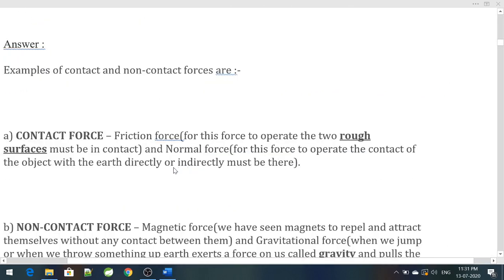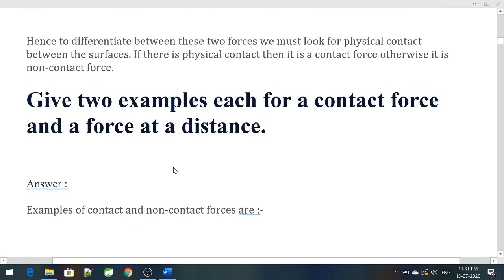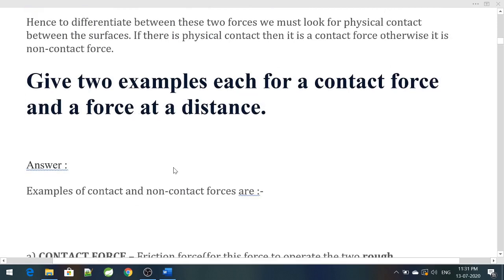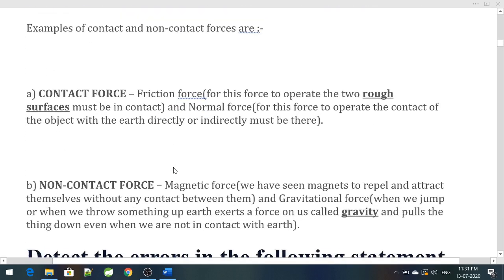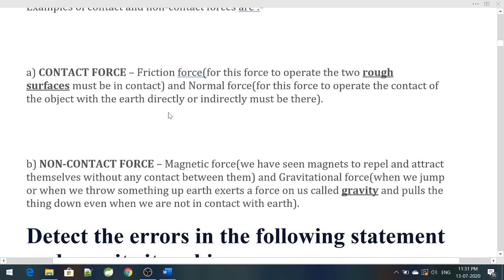Next question. Give two examples each for a contact force and a force at a distance. Examples for contact are friction force. For this force to operate, the two rough surfaces must be in contact. And for normal force, for this force to operate, the contact of the object with the earth directly or indirectly must be there.